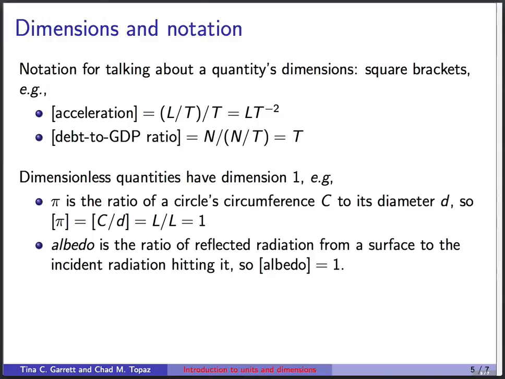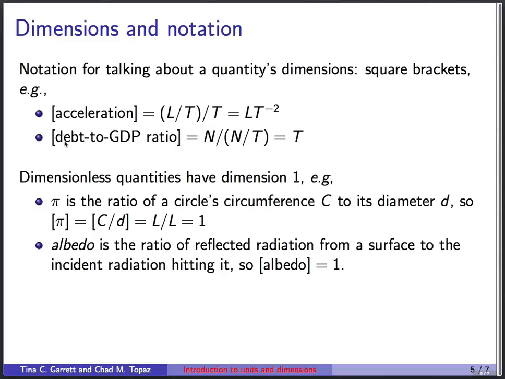The notation we use for dimensions is that to talk about a certain quantity's dimensions, we put it in square brackets. So when we write square brackets around acceleration, it means what are the dimensions of acceleration? An acceleration is a change in velocity. It's velocity divided by time. So that's L divided by T squared, which is LT to the minus 2, just like on the last slide.